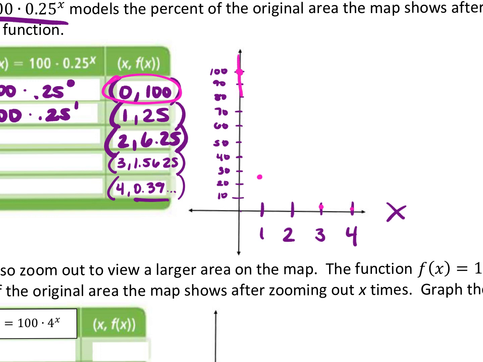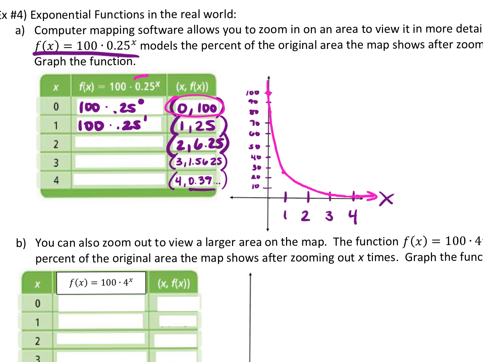Your curve looks like this. Okay, your asymptote is the x-axis, so it's never going to go under that x-axis. You're not going to have negatives there, but that will be your curve. Questions on that? Okay, here's what I want you to see. This number was a decimal, a number less than 1, and that is going down.